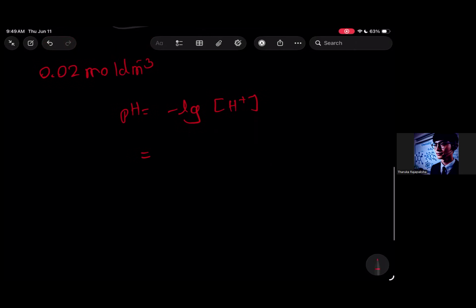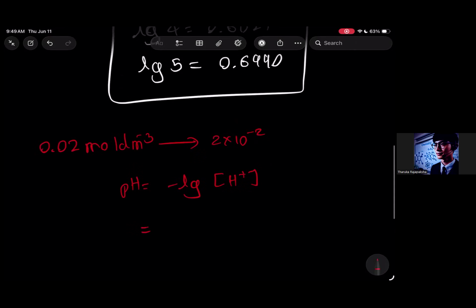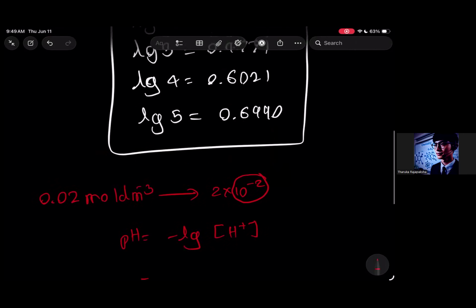Okay, so let's find the pH value for this concentration, 0.02 mole per cubic decimeter. We want to find the pH, right? So we apply this equation: pH is equal to minus log of the concentration of H plus. First of all, 0.02 is 2 times 10 to the power minus 2, right? It's 2 times 10 to the power minus 2. So if you want to convert this value, we use the same idea as before.